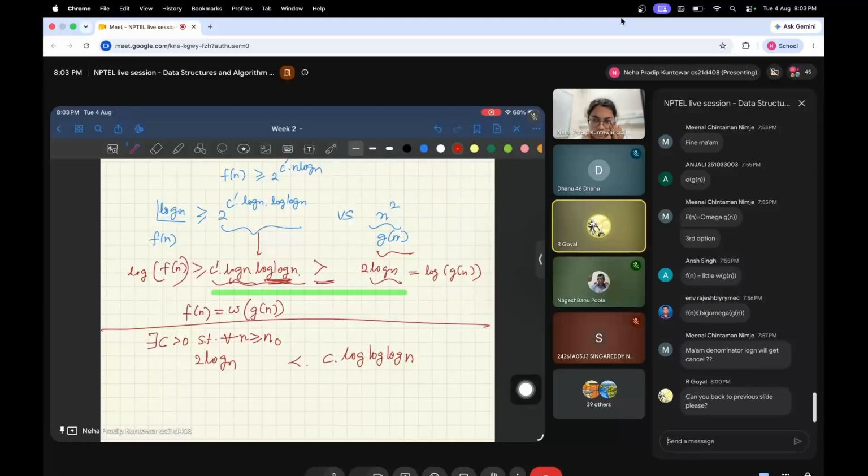In case of the little o and the little omega solutions, merely the existence of just one C is not sufficient to show that this f(n) is little omega of g(n). This inequality must hold true for all possible values of C. So instead of there exists a C, I think this should have been for all C's, and which is inequality.